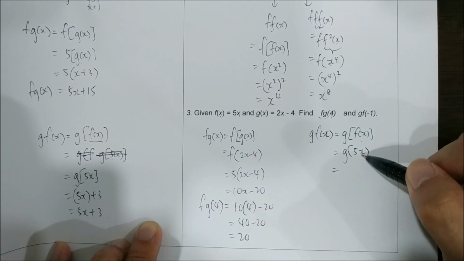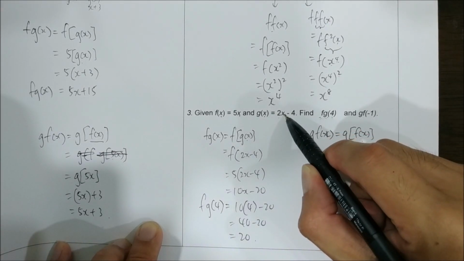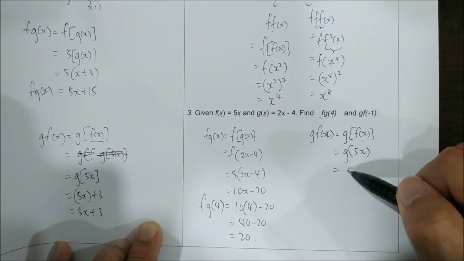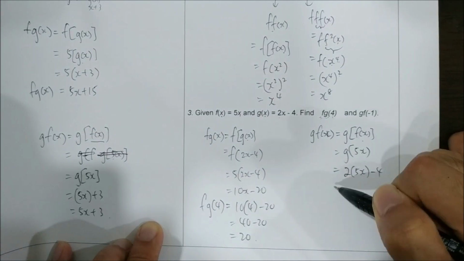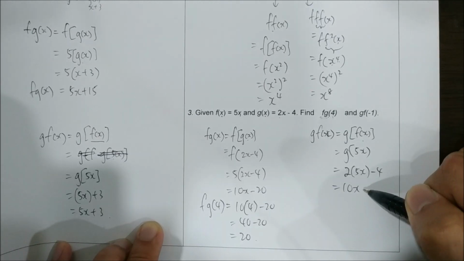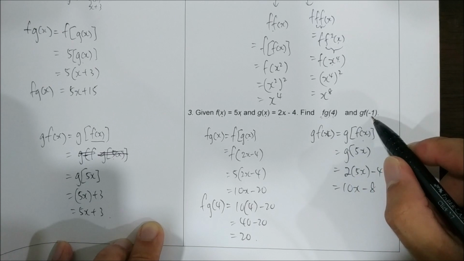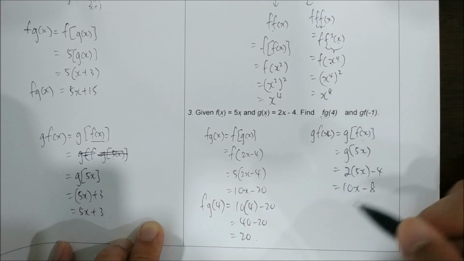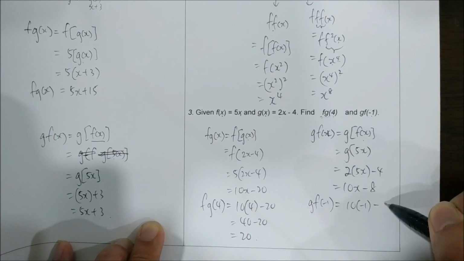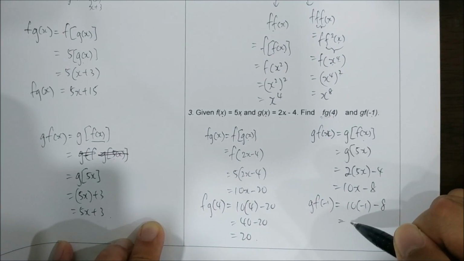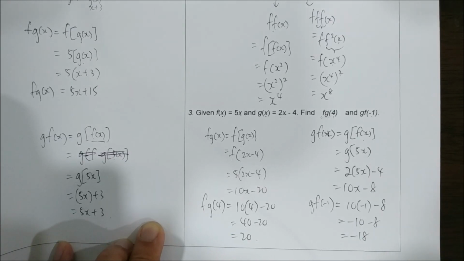And the 5x is now substituted into here. So now it becomes 2(5x) minus 4, you get 10x minus 2 times 4 is 8. So now we can find the value of gf(-1), which is 10(-1) minus 8. You get negative 10, so it's a negative 18.